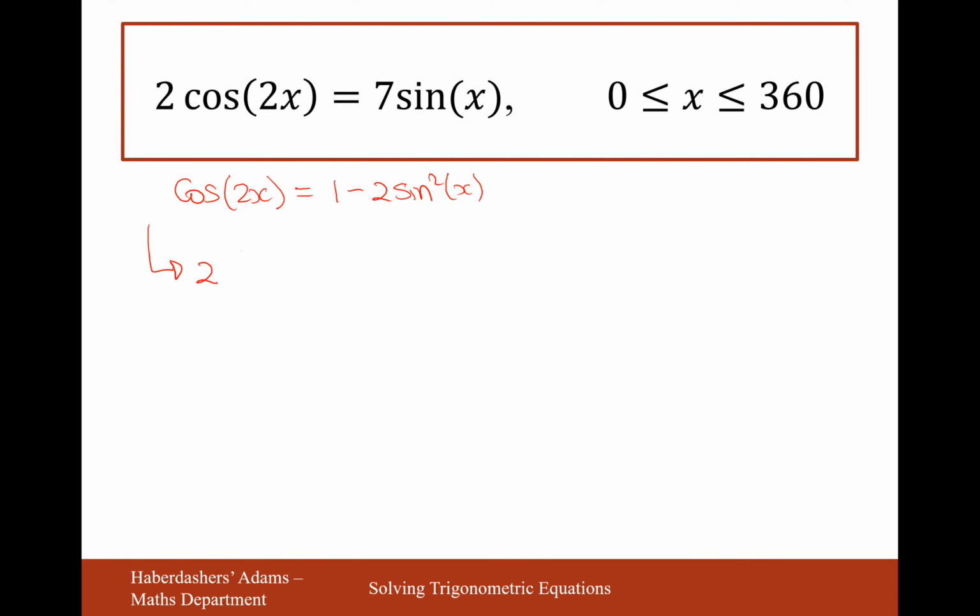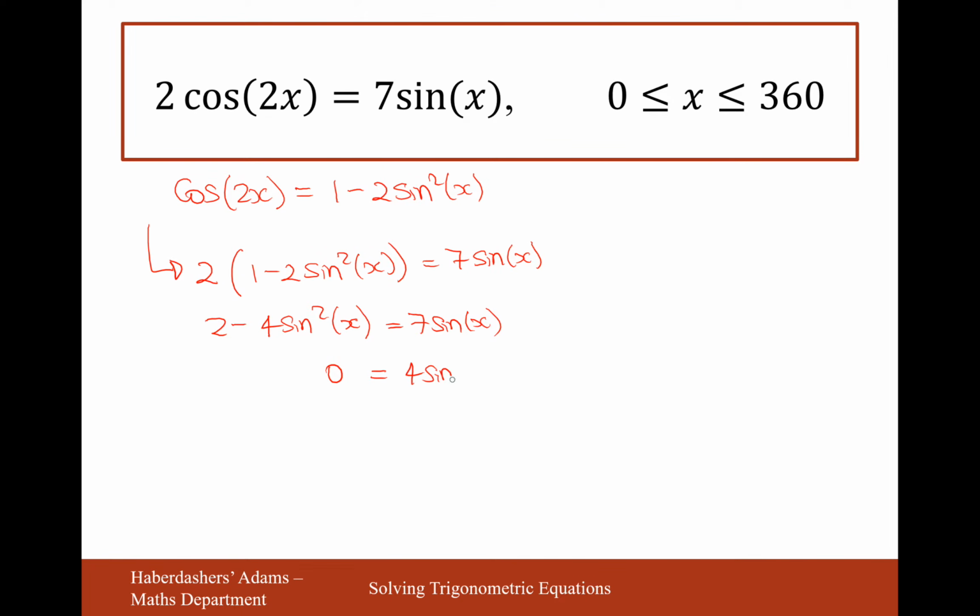So I'm going to write 2 brackets 1 minus 2 sine squared x equals 7 sine x. Next thing I'll do is I'll expand the brackets. 2 minus 4 sine squared x equals 7 sine x. Next thing I'll do is I'll move everything to the right hand side. So 4 sine squared x plus 7 sine x minus 2.